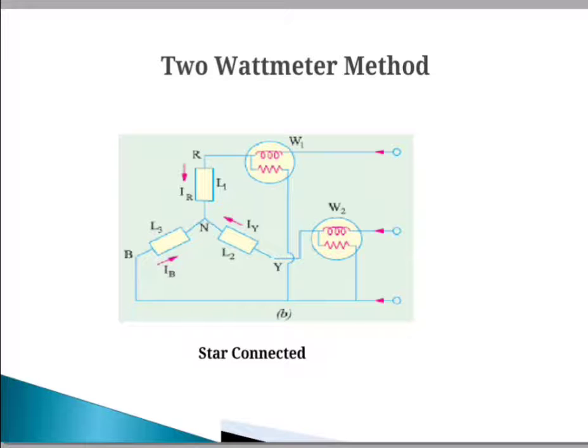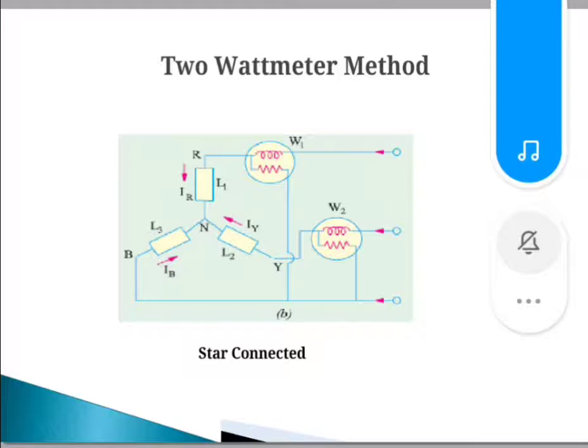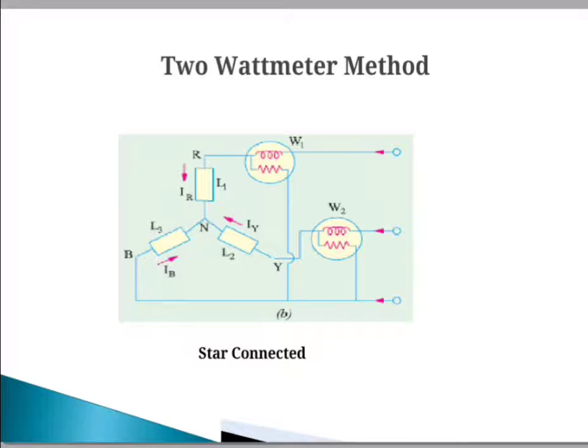In the star connected system, the current flowing through all the phases is the same, that is, line current is equal to phase current. For the star connected load, clearly the reading of the wattmeter is the product of the phase current and the potential difference. Similarly, the reading of wattmeter 2 is the product of the current and the voltage difference V2 minus V3.